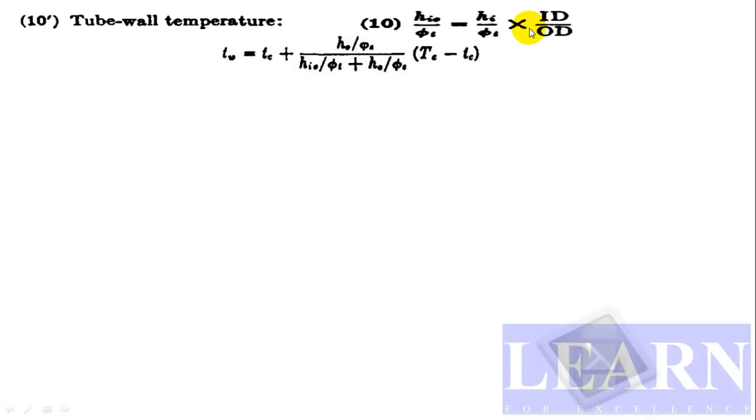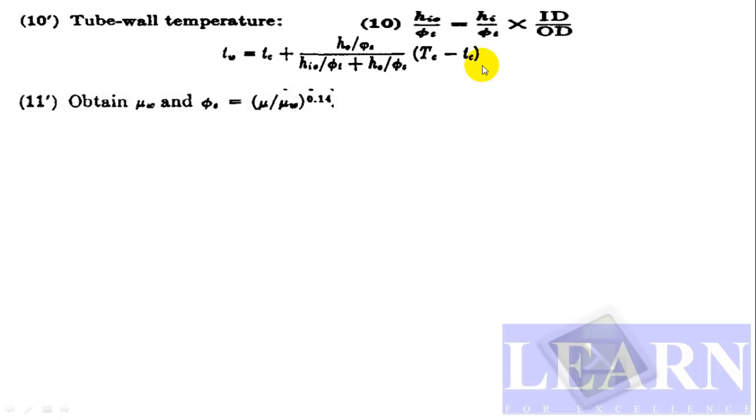So after getting the value of the corrected coefficient, we'll calculate the value of TW. TW is nothing but TC plus H naught by phi s divided by (Hi naught by phi t plus H naught by phi s) into (TC minus small tc). So TC and small tc are the caloric temperatures of the hot fluid and the cold fluid. Clear? So this tube wall temperature will be common for both the shell side as well as the tube side.